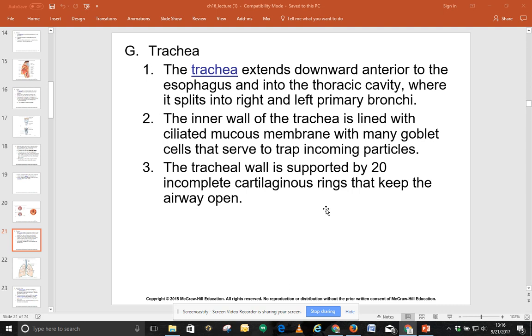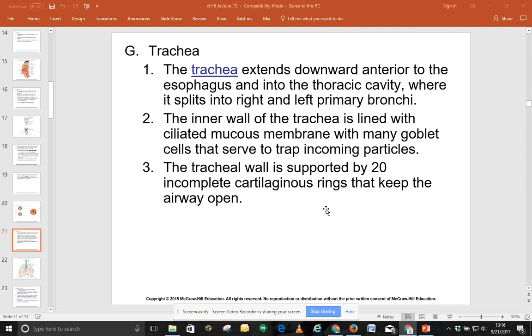Now the trachea is going to extend downward anterior to the esophagus. So the trachea sits on top of the esophagus. They're right there beside each other. And they move into the thoracic cavity, which is going to be the chest area. The trachea is then going to split, and this is very important, into the right and left primary bronchi. And I'm sure there'll be a picture coming up to show you that.